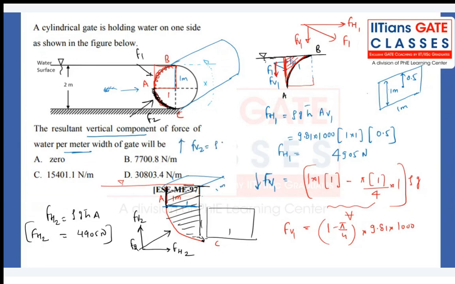rho g volume. What is my volume? Quarter circle volume, pi r square by 4, r is 1, right? And what about the width? That is the area into width. Width is 1 plus 1 into 1 into 1. So when you calculate, FV1 and FV2, let me know. So pi by 4. So you got this as 17.514 kilonewton, and FV1 you are getting what?